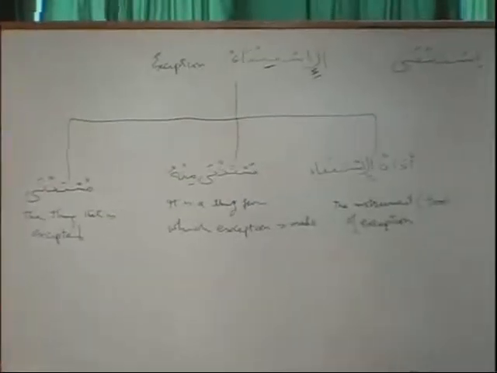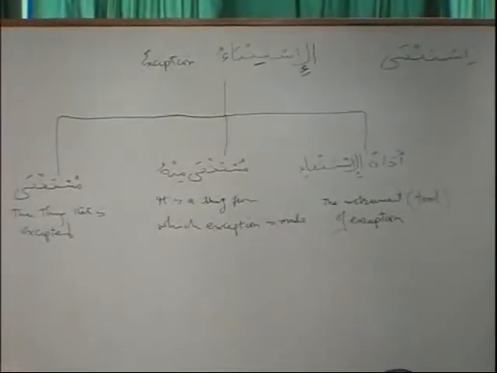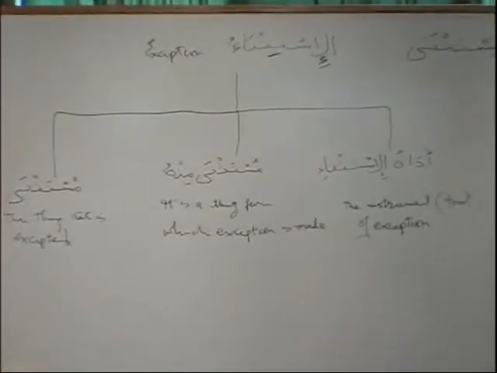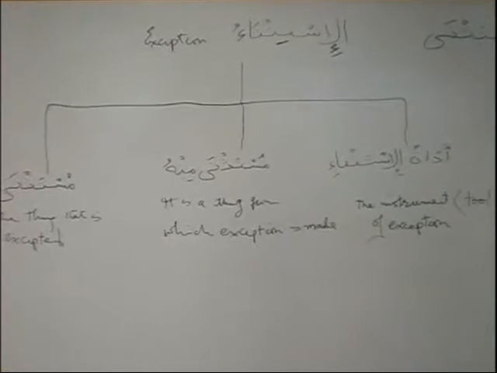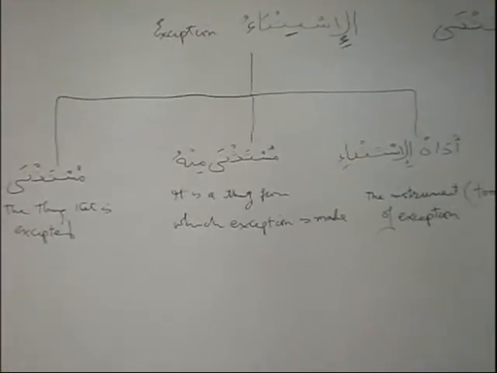If the mustasna minhu is mentioned, it is tammun. Are you with me? It is tammun. Okay, it is complete, as in the previous examples. And if it is not mentioned, what is not mentioned? Mustasna minhu is not mentioned, then it is mufarragun. Okay, are you with me, brothers and sisters?